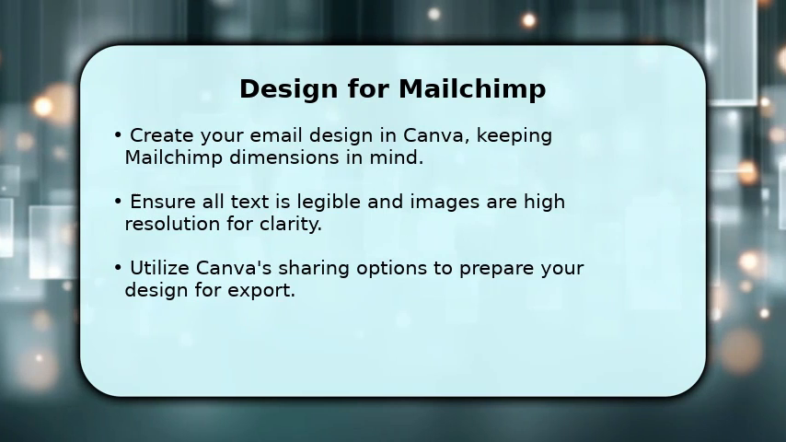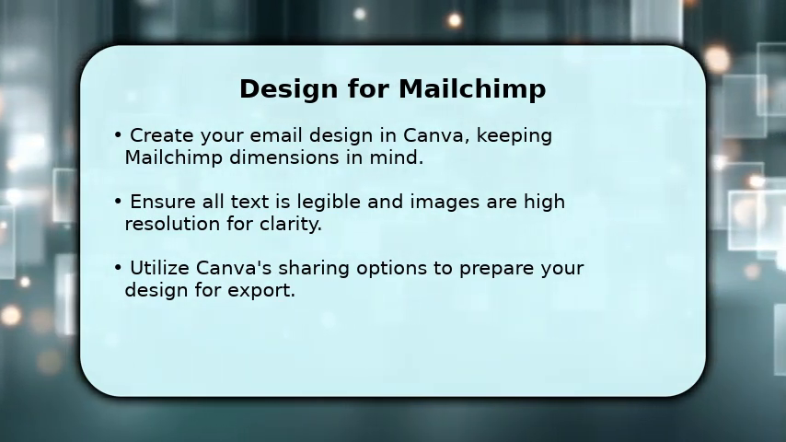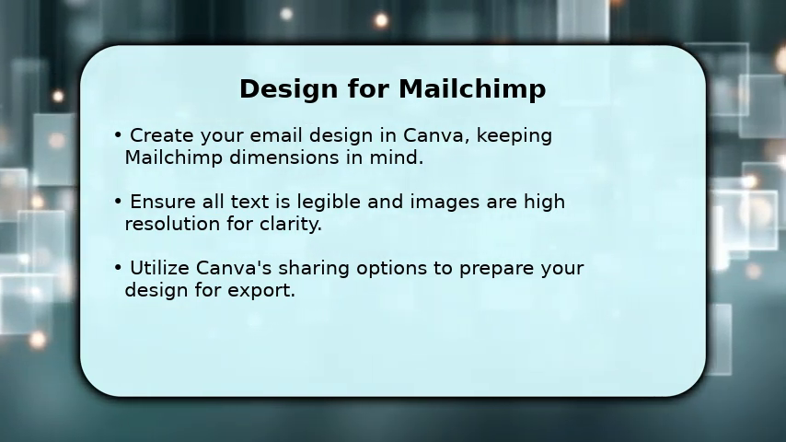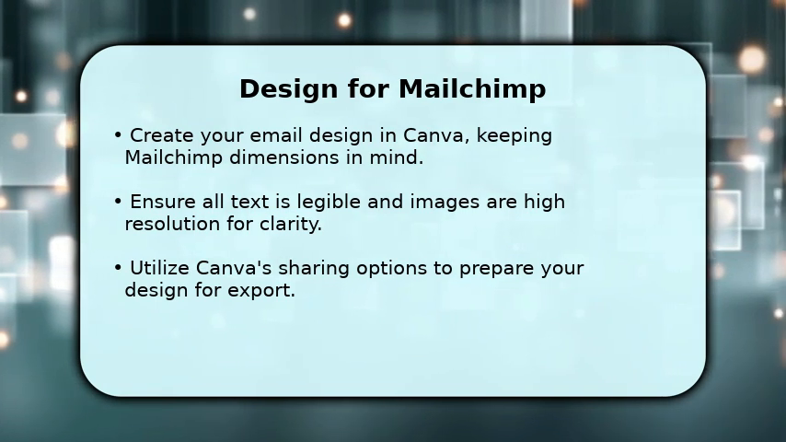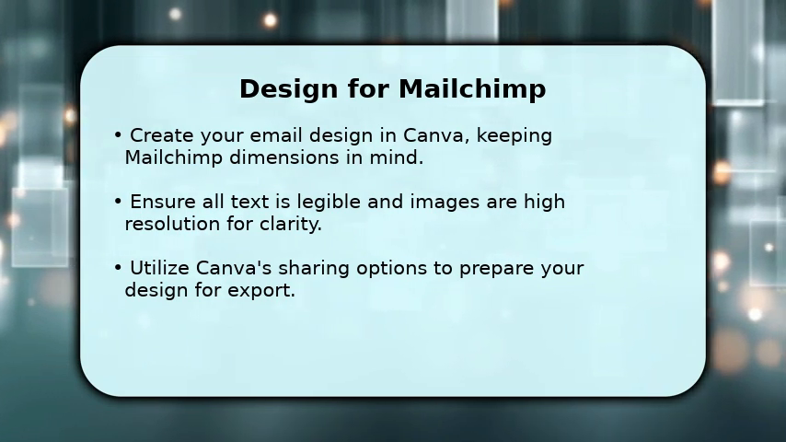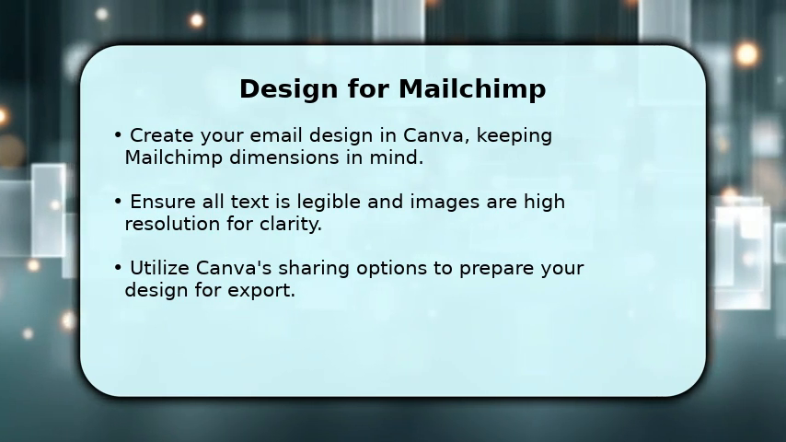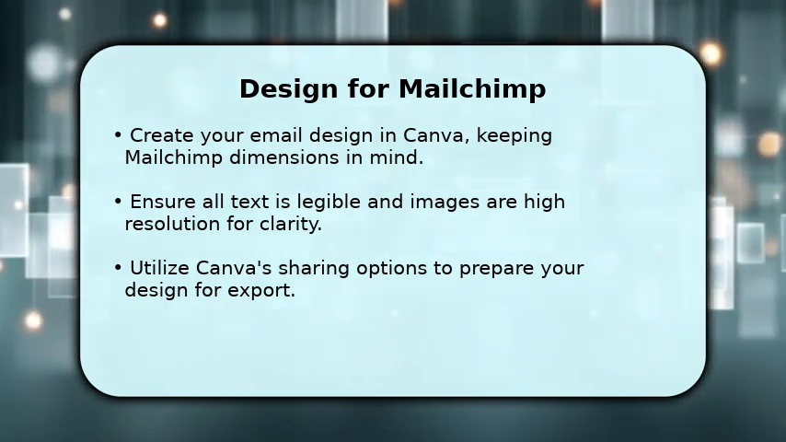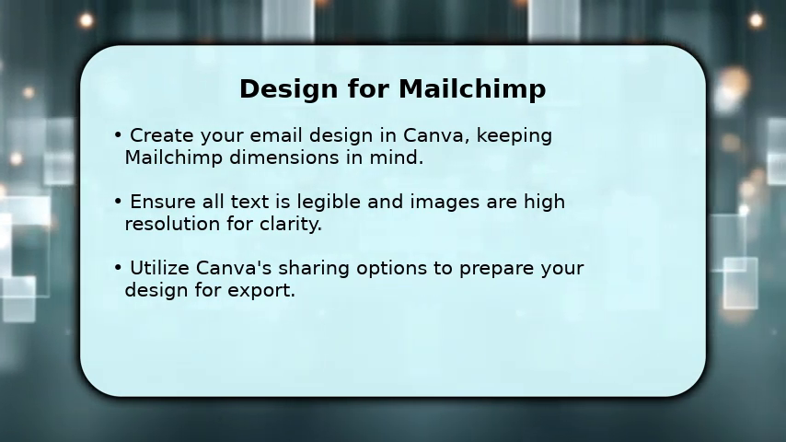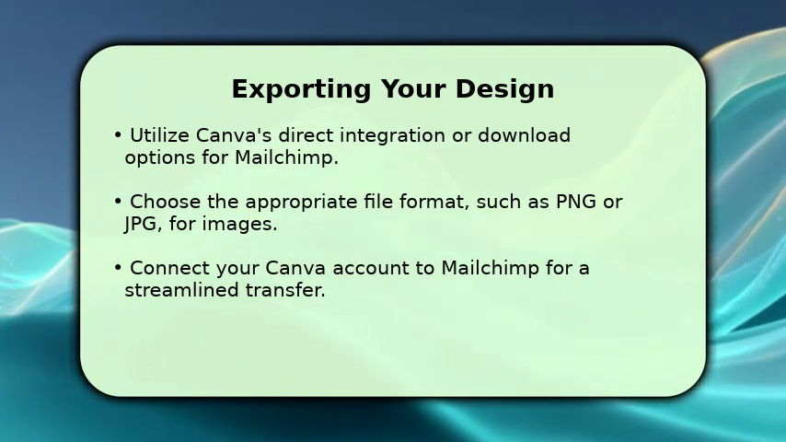When designing in Canva, consider Mailchimp's typical email width, often around 600 pixels. Focus on creating clear, concise visuals that convey your message effectively. Ensure your images are high resolution for crisp display, but also optimized for web to maintain fast loading times. Utilize Canva's various design elements to craft an engaging layout that will capture your audience's attention and encourage interaction within your email.